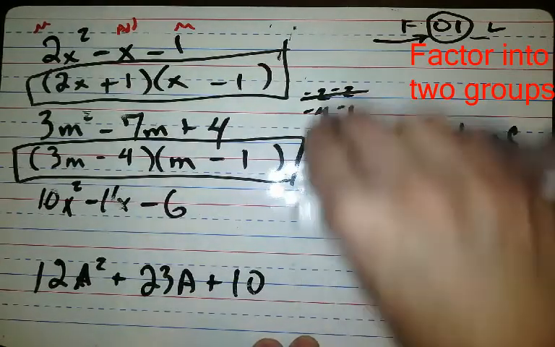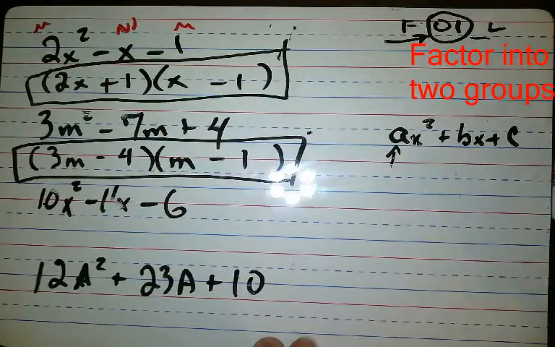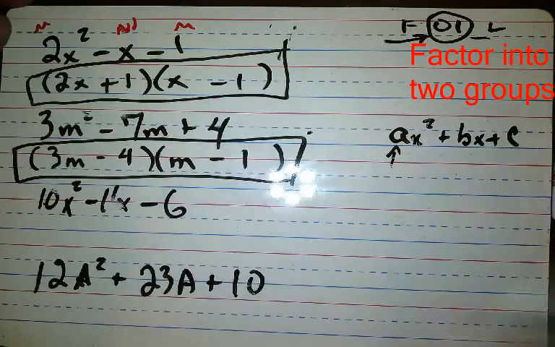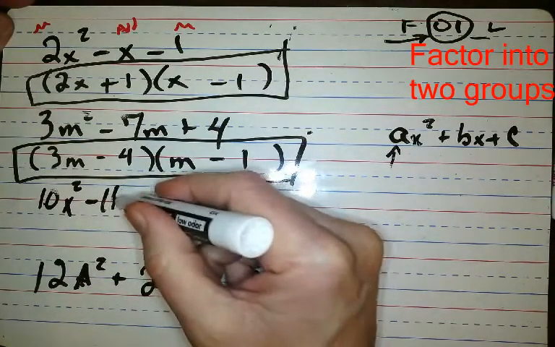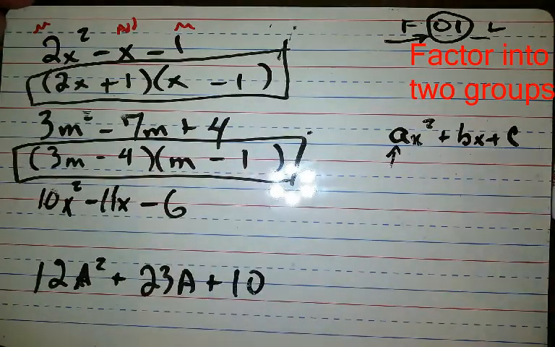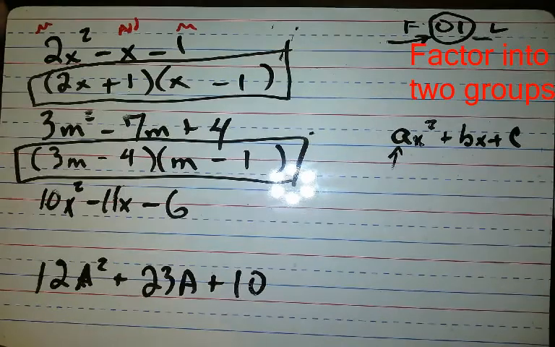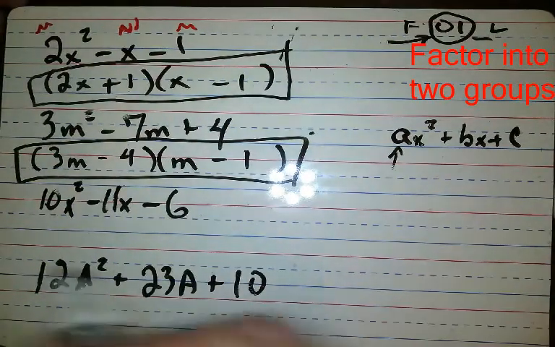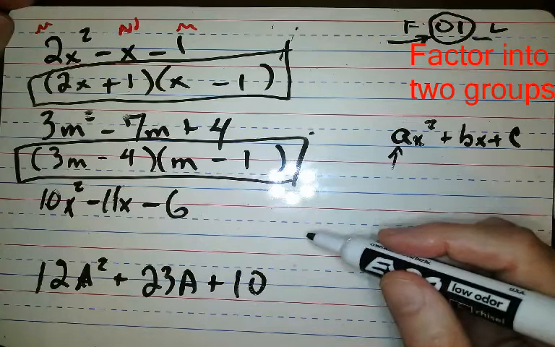Ta-da! Nothing to it. Whoops, what was this one? This one was negative 11. I put my hand on it and made it erase a little bit. Okay, so I've got these two numbers, and I'm looking for the ways to make 10.